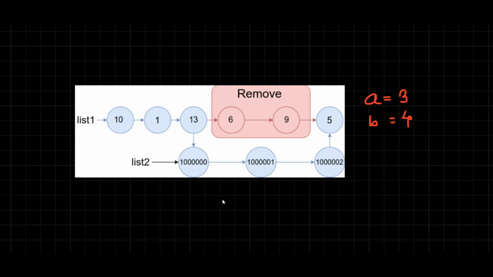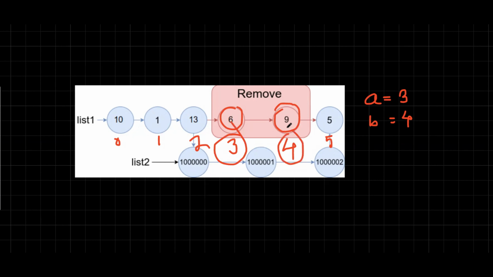In this problem, let's take the first example. Though the problem statement seems difficult, the algorithm is pretty easy. We have to do only 3 things to solve this problem. At first, we have to determine which are node A and node B. As our index number starts from 0, the 6 node and the 9 node are node 3 and node 4.